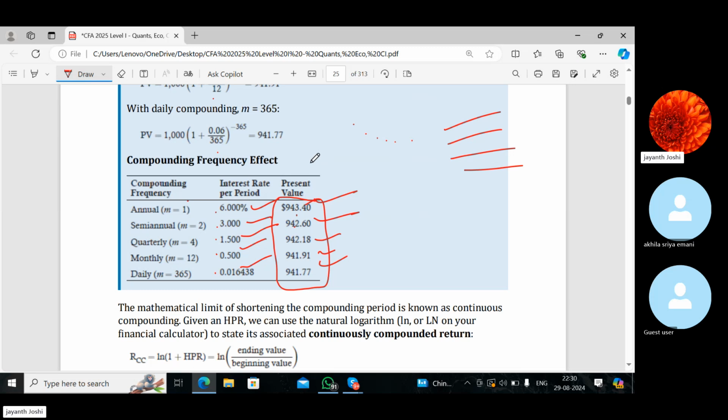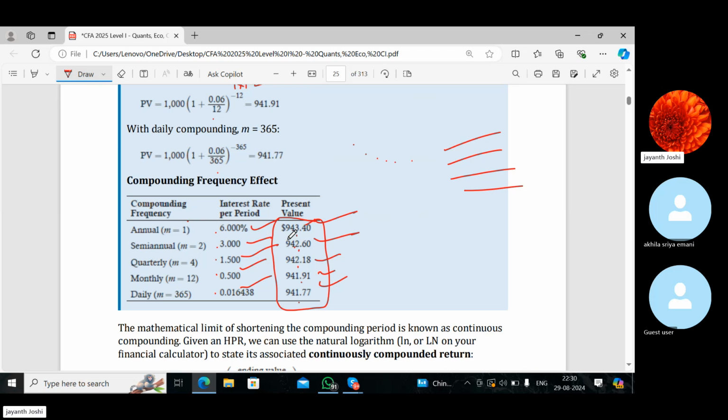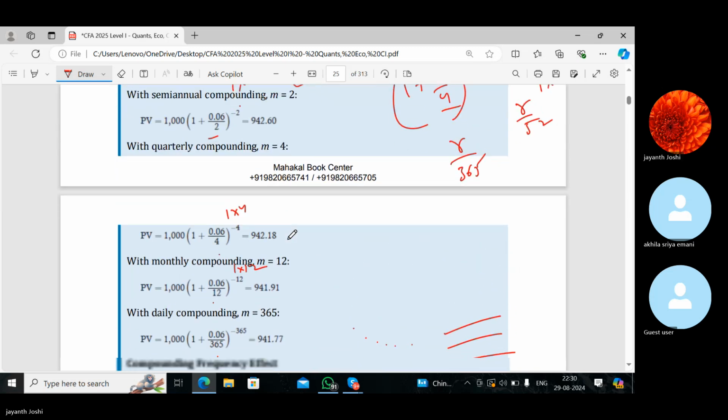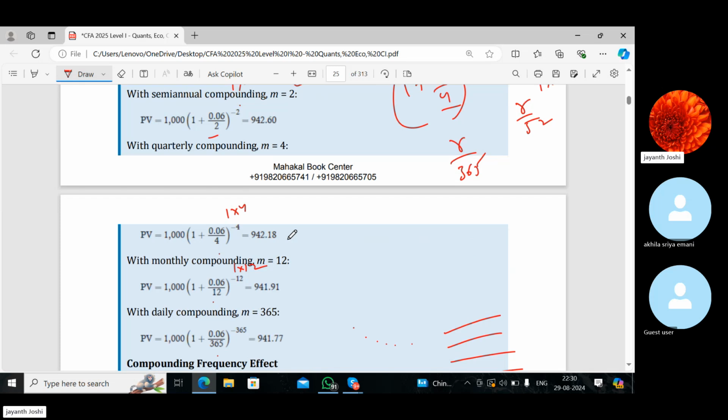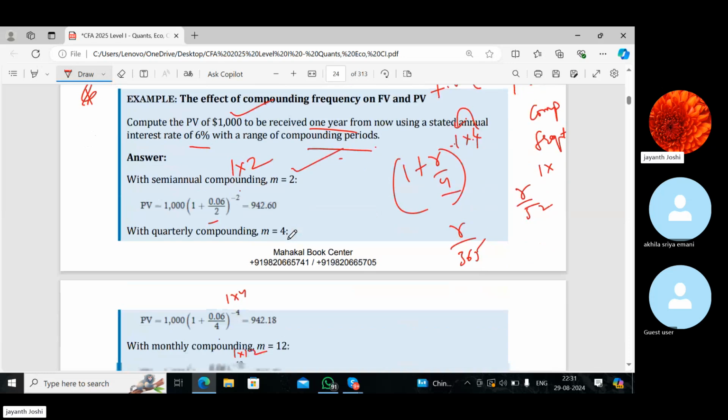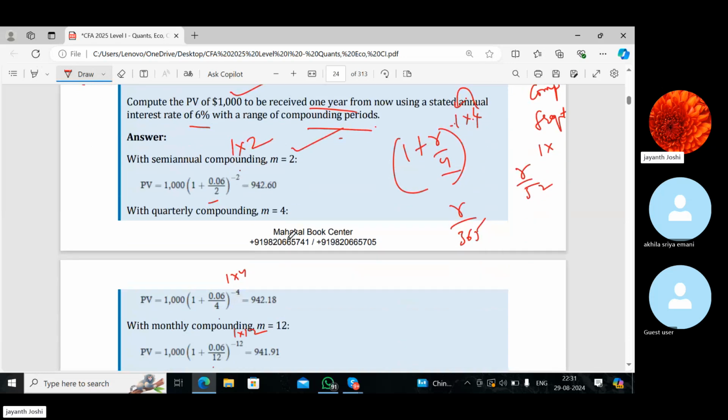So this is what it is here. This is daily compounding, this is monthly compounding, quarterly compounding, semi-annual compounding, yearly compounding. Okay. So now please calculate this and tell me. The question is here. Do the calculations.